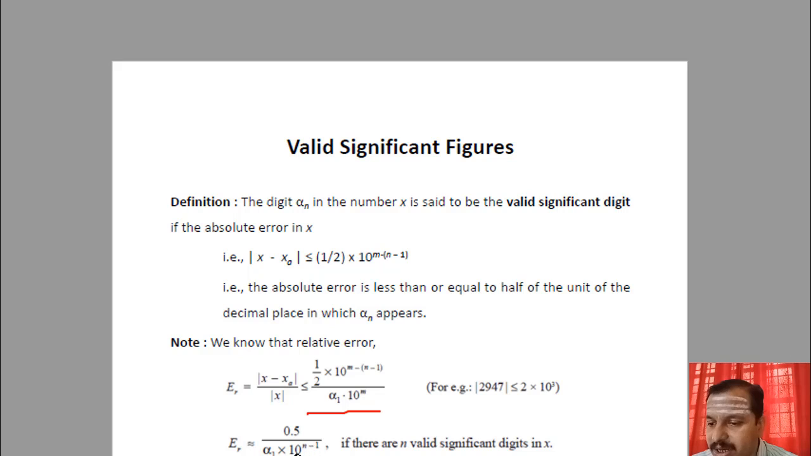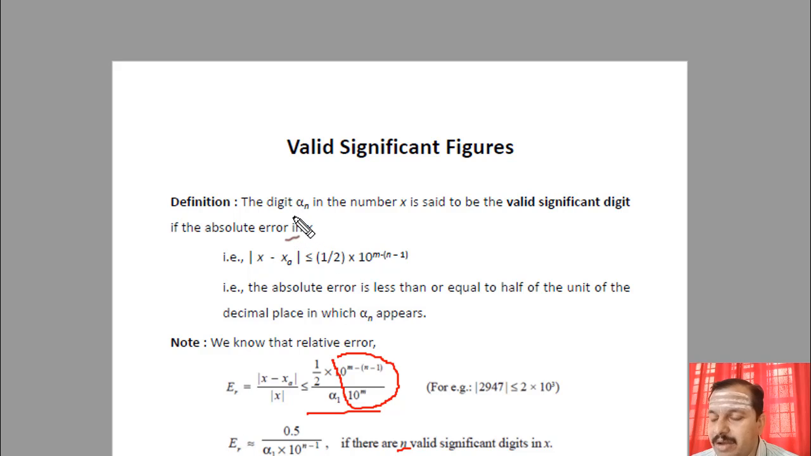of this expression, we will have the RHS as 1 by 2, which means 0.5, and when we simplify these two together, we will have 10 to the power of n minus 1 in the denominator. So it is 0.5 divided by alpha 1, that is the first digit, into 10 to the power of n minus 1, and this is the relative error in the given number R if there are n valid significant digits. If there are n valid significant digits, then the relative error must be this much.